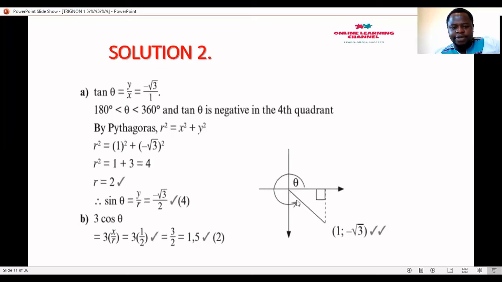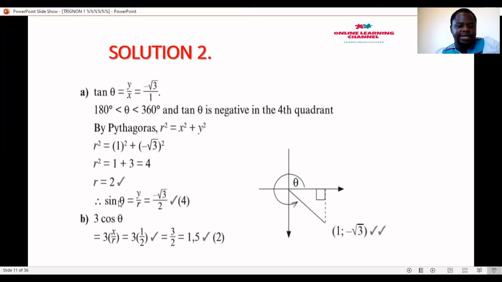And then we have to get the remaining side. You use the theorem of Pythagoras. r squared is equal to x squared plus y squared. So r squared is equal to 1 for x, and for y, negative square root of 3 squared. So 1 squared is 1, and negative root 3 squared is 3, which gives 4. Then our r is 2. So this side here is 2.